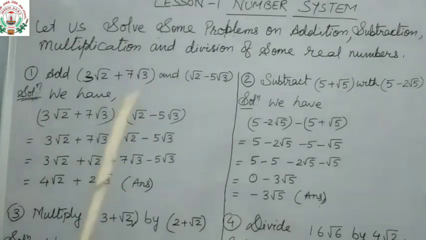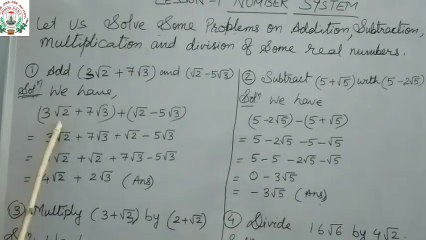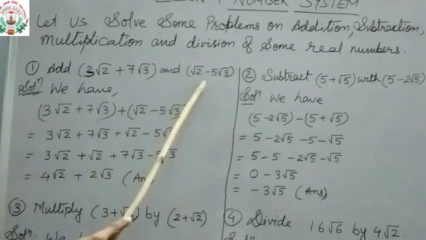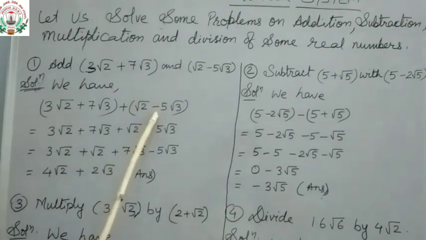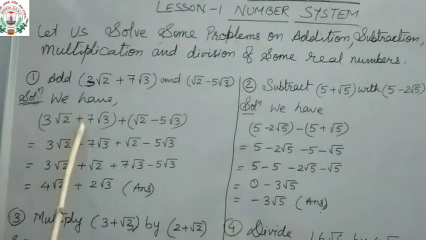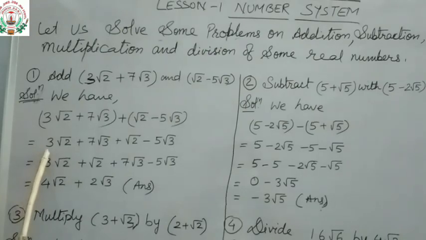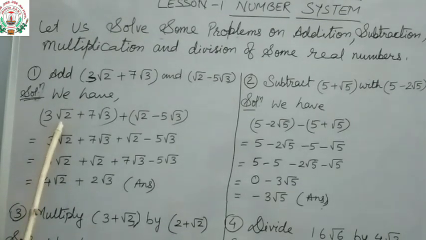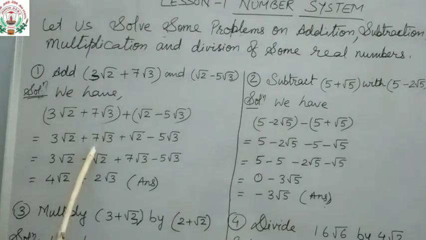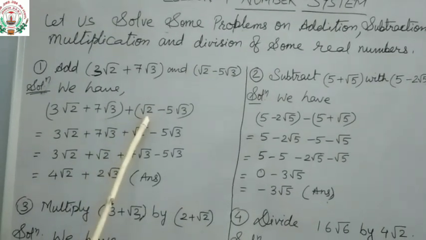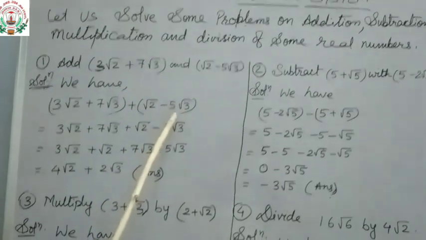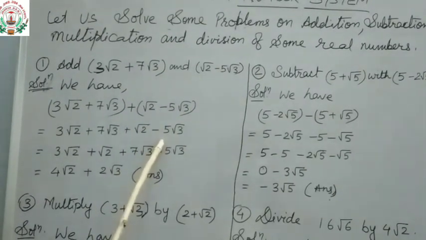So addition of real numbers, you will see: that is 3 root 2 plus 7 root 3, first value, plus the second real number, that is root 2 minus 5 root 3. Okay. Now open the brackets. So we'll write here 3 root 2, first value, plus, just removing the bracket, we are writing plus 7 root 3, plus the second bracket's first value, that is root 2, minus the second value, that is 5 root 3.